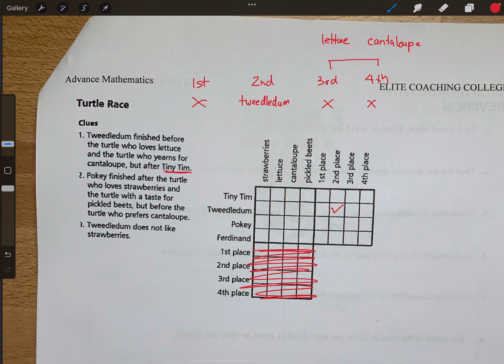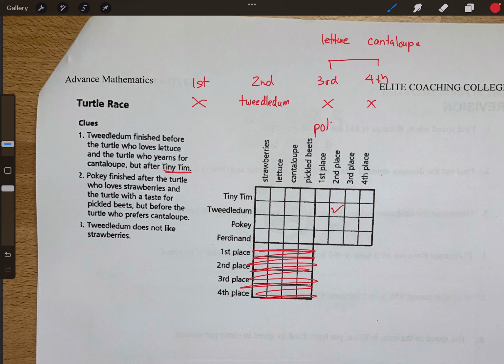Alright, now let's look at the second clue. Pokey finished after the turtle who loves strawberries and the turtle with a taste for pickled beets, but before the turtle who prefers cantaloupes. So according to what this is saying, he finishes after the turtle who loves strawberries, that's 1 turtle, and the turtle with a taste for pickled beets, and that's 2 turtles. So he's come in 3rd place, but before, so he's beating the 4th, so he's not last, because it says before the turtle who prefers cantaloupes. So that means that Pokey must come in 3rd place.